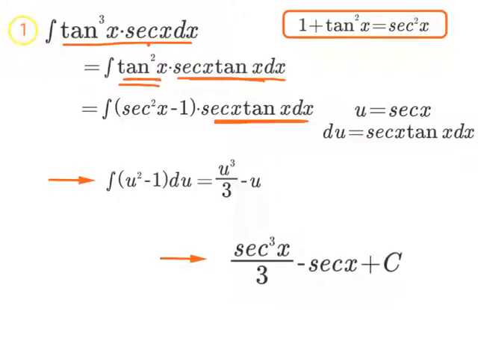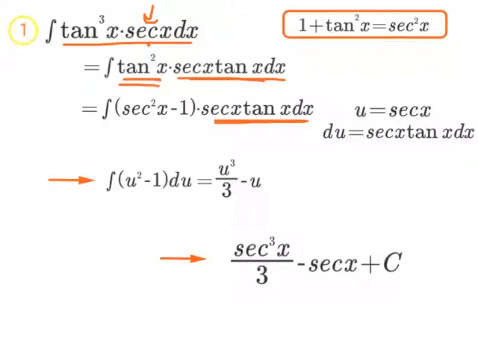I'm sorry, that's not true. If I let u be tangent, du would be secant squared. I don't have a secant squared. If I let u be secant, my du is a secant tangent. I don't have a secant tangent if this part is my u. So a traditional u-sub is going to get me nowhere on this, but we should always try to begin with.